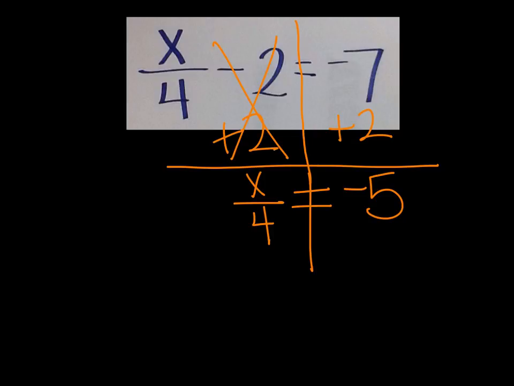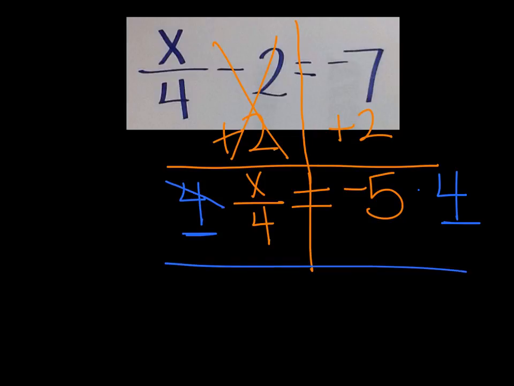Now I have this number that when I divide it by 4, I end up with a negative 5. So to undo that dividing by 4, I'm going to multiply by 4 on both sides, and I'm going to show this on the same level, so it's very easy to see that you kept this balance by doing the same thing on both sides. And dividing by 4 and multiplying by 4 cancel each other out because they are inverse operations. So on this side I have x, and over here I have negative 5 times 4 equals negative 20.